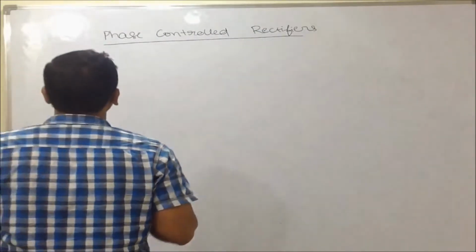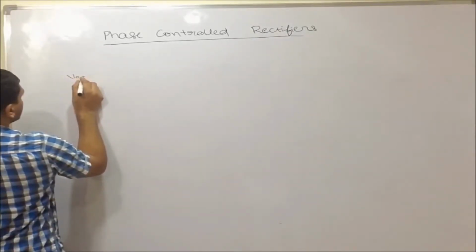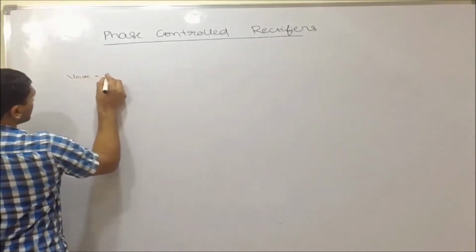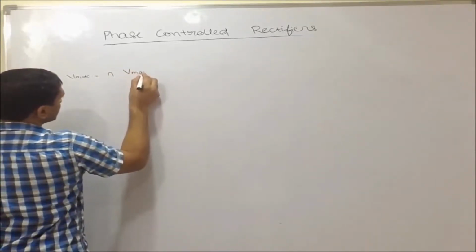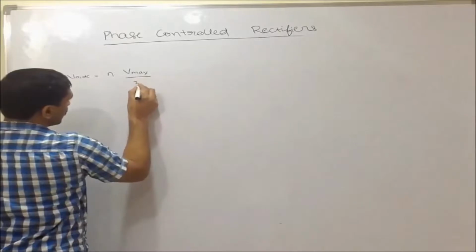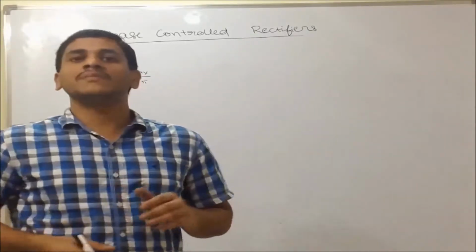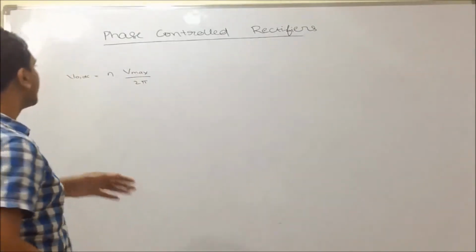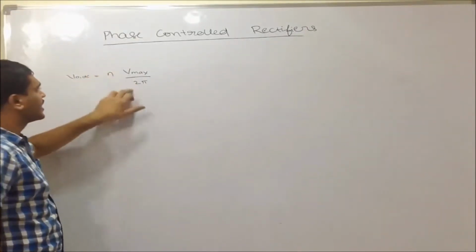So what do I have to do? I am writing the generalized expression. V naught DC equals the number of pulses into the maximum voltage divided by 2 pi. This is the cycle interval. So you have to remember it in a logical way, that's why every time I am repeating: this is the pulse number, this is the maximum voltage, and this is the cycle interval.